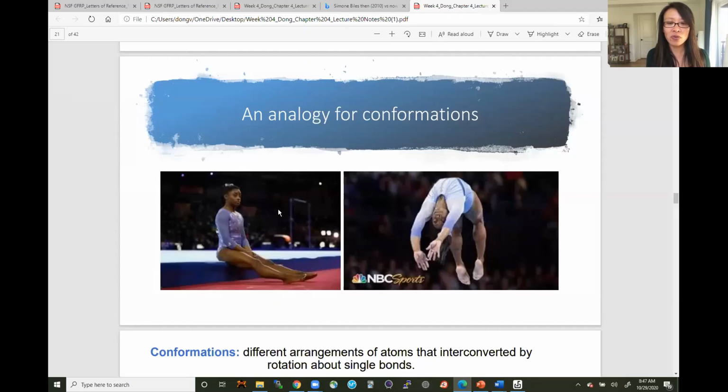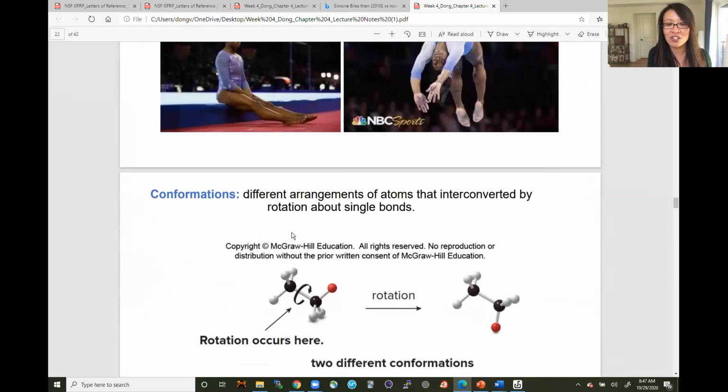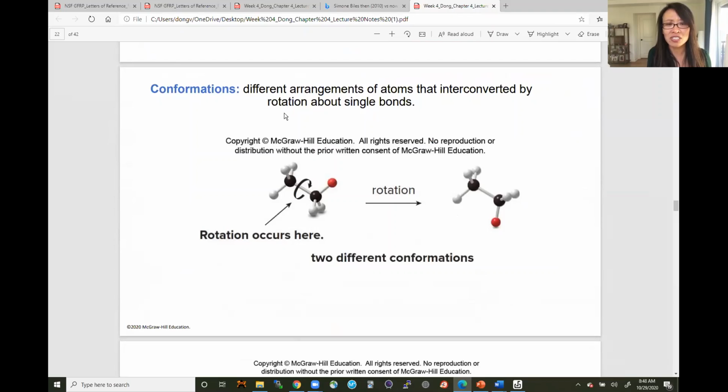So a conformation is sort of, you know, it's the same molecule that we're going to be looking at, but it differs in three-dimensional space because rotation is possible about single bonds, right? The same way that humans can move their arms and legs around. Okay, so here's the word. And this definition might be hard to understand, but if you use the analogy, I think it's more helpful. Different arrangement of atoms that are interconverted by rotation about single bonds.